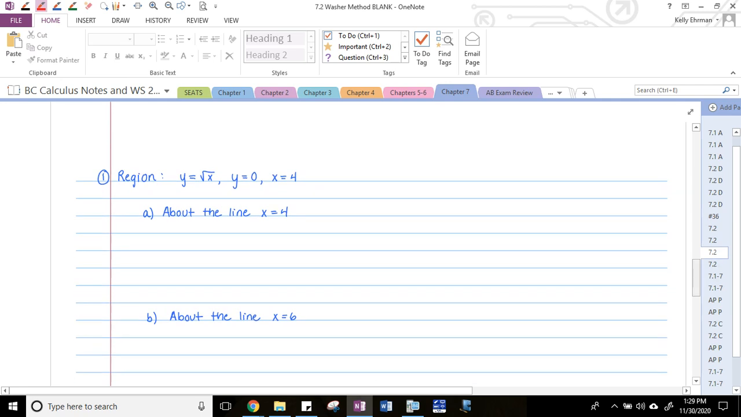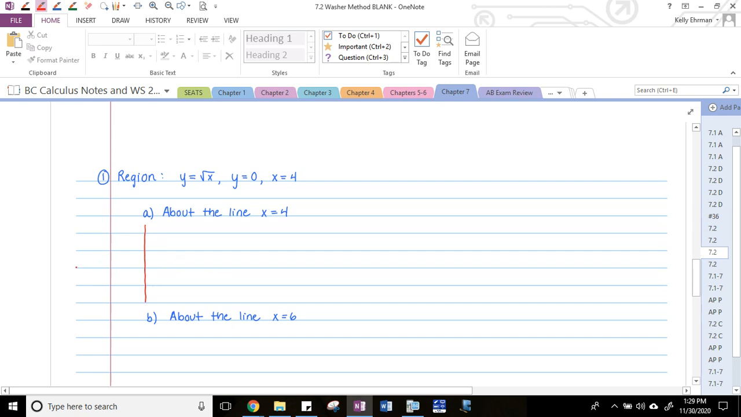All right, let's look at another example. So we've got the region square root of x, y equals 0, x equals 4. We're just going to set all of these up, by the way, because again, we can integrate by hand or with our calculator fairly easily at this point, hopefully. The hard part is sketching the graph and making sure you have your R and your r set up correctly. All right, so some of these will be disk, some will be washer.